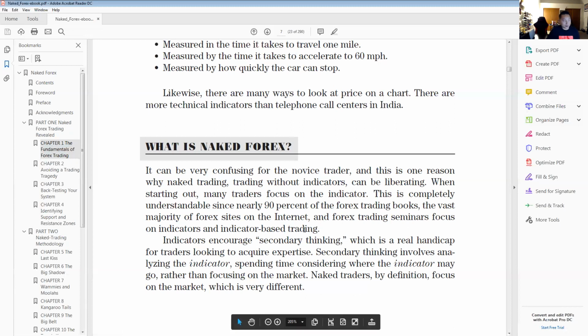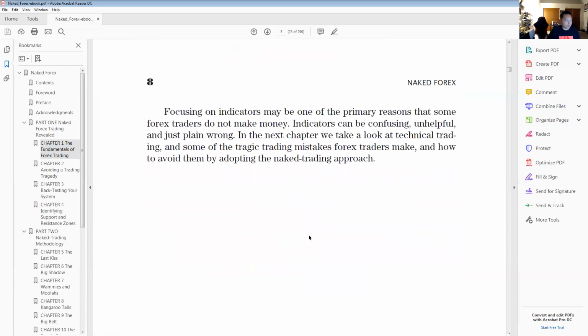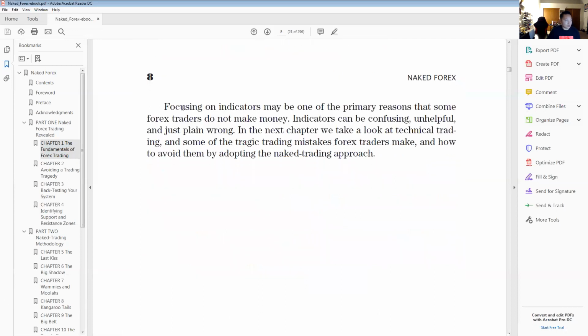This is another very important paragraph to touch on. Focusing on indicators may be one of the primary reasons that some Forex traders do not make money. That's another important one right there. I'm going to highlight this. This is page 8. Indicators can be confusing, unhelpful, and just plain wrong. In the next chapter, we'll take a look at technical trading and some of the tragic trading mistakes Forex traders make and how to avoid them by adopting the naked trading approach.